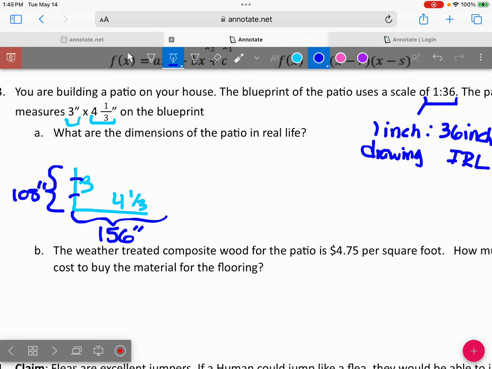1/3 of 36 inches is 12 inches. 4 times 36 plus 12 would be a way to do it. Like, there are many, many pathways through it.